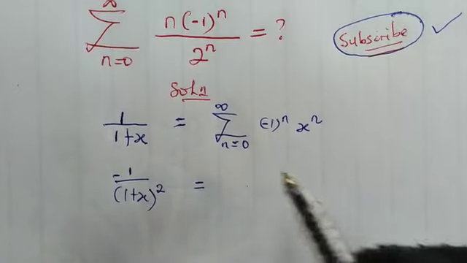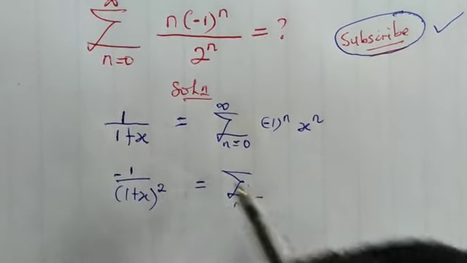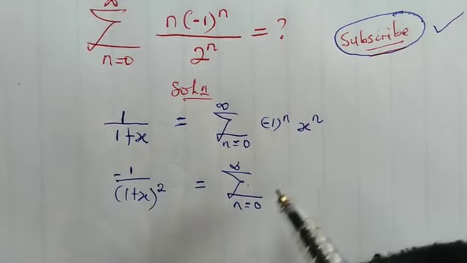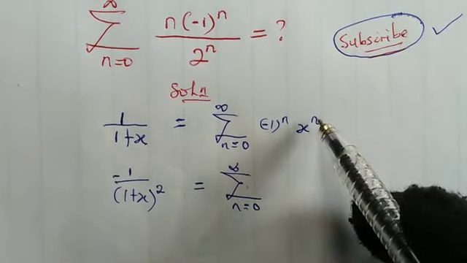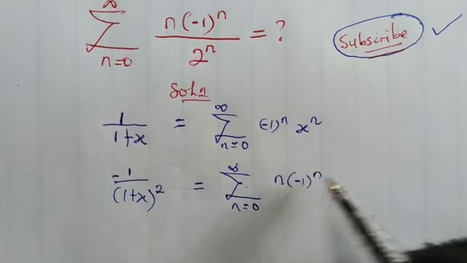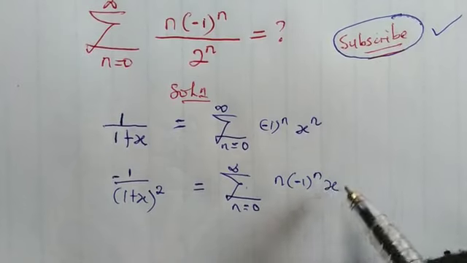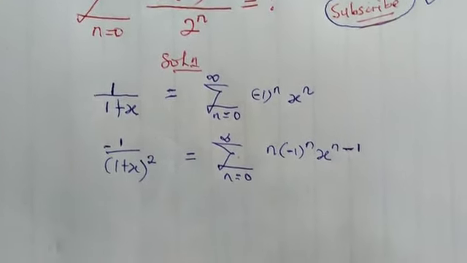Then this is equal to the sum, n goes from 0 to infinity. The derivative of x to the power of n with respect to x is n times x raised to n minus 1. So we're going to have n times negative 1 raised to the power of n, times x raised to the power of n minus 1.